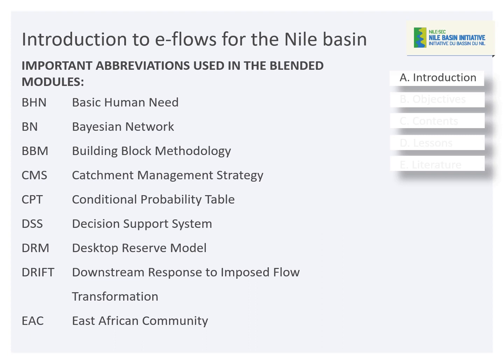A decision support system is support tools that are established for different methods, tools, or procedures that are incorporated in environmental flow assessments. The DRM is a desktop reserve assessment model, which is a hydrological environmental flow assessment method. DRIFT is the downstream response to imposed flow transformation. It's the acronym for a tool, another holistic environmental flow assessment method. EAC is East African Community.